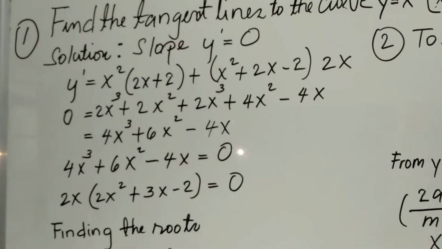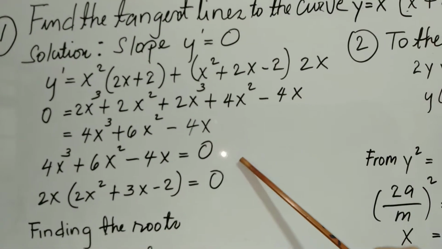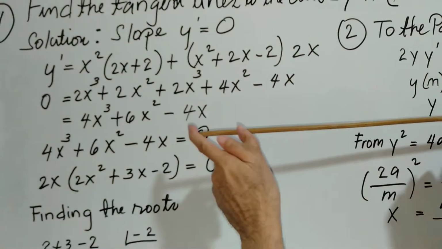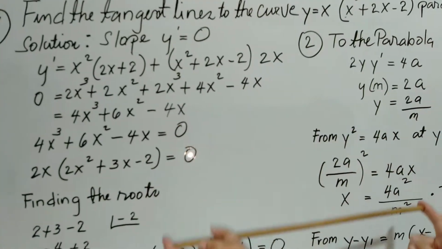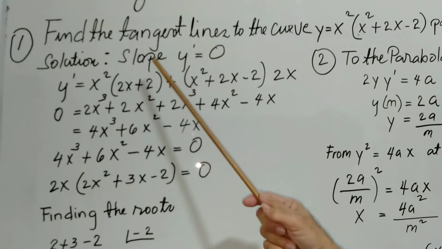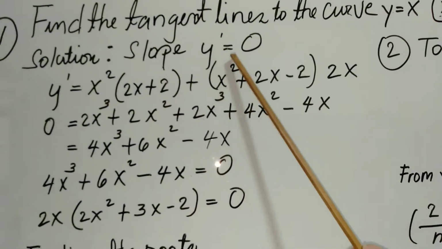When a line is parallel, if this is our x-axis, any line that is parallel to the x-axis, the slope of that line is equal to 0. So the slope of the tangent line parallel to the x-axis, this is y prime is equal to 0.